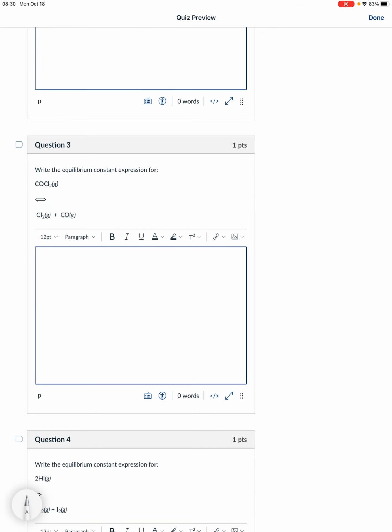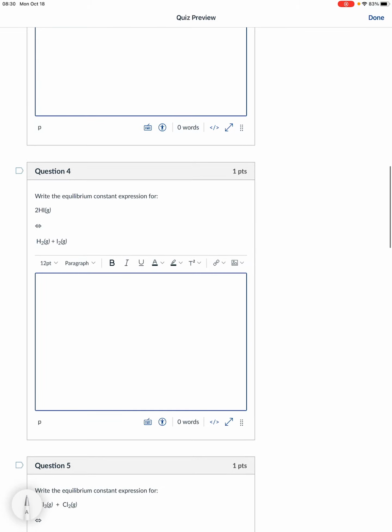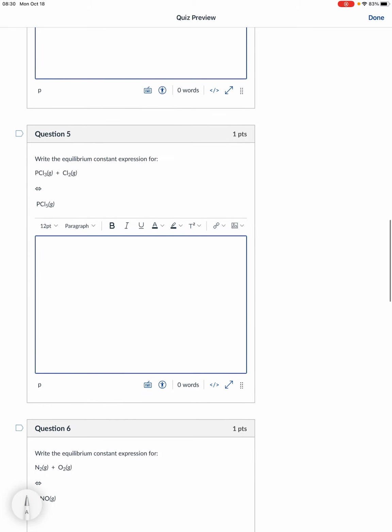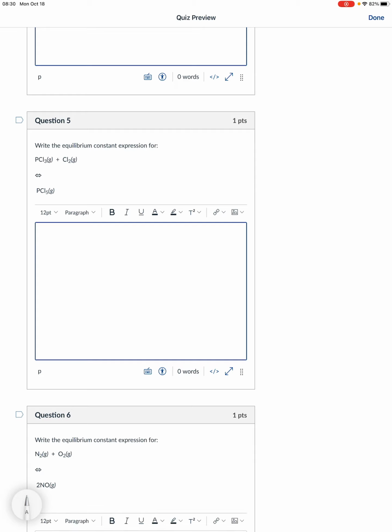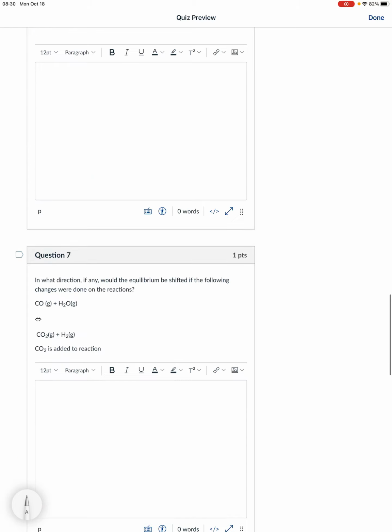This one here, chlorine and carbon monoxide over COCl2. Number 4, H2 and I2 over HI squared. Here, PCl5 over PCl3 and Cl2. Then NO squared over N2 and O2.